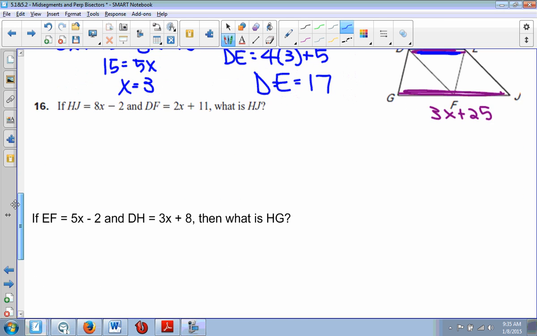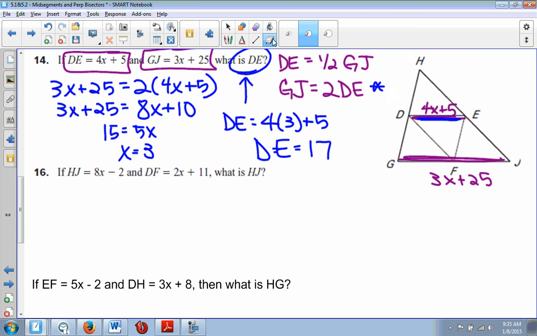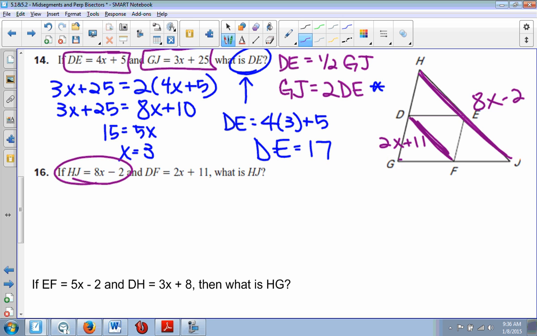Moving down, we're going to have a problem that's similar, except they've given you different lengths. So we're going to use the same picture. So I'm going to erase that stuff. And we're going to use the same picture to do the problem. First thing, let's identify what they give us. HJ is this entire side length over here, 8x minus 2. And DF is the mid-segment, 2x plus 11.